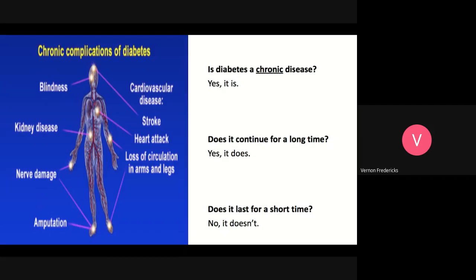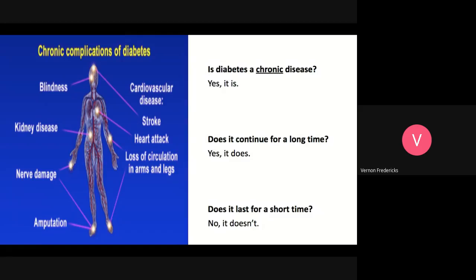Yeah? Okay. On your right hand side, it says the cardiovascular disease, which means you have a stroke, which means parts of your body don't work properly. You have a heart attack, and you have loss of circulation in arms and legs. Yeah, the blood doesn't flow in your body. Okay, so these are the complications of having diabetes. Yeah, okay, let's go to the questions on the right.